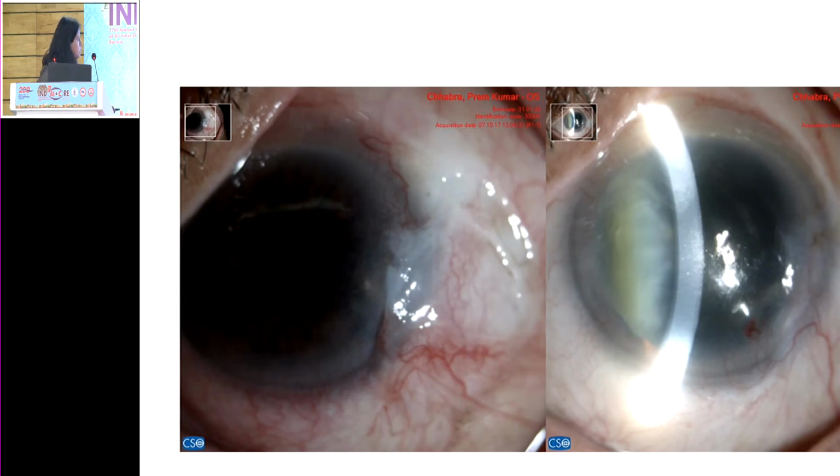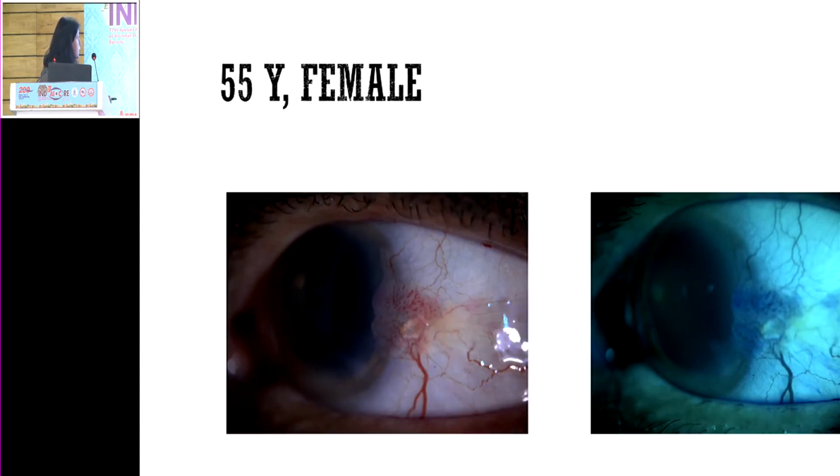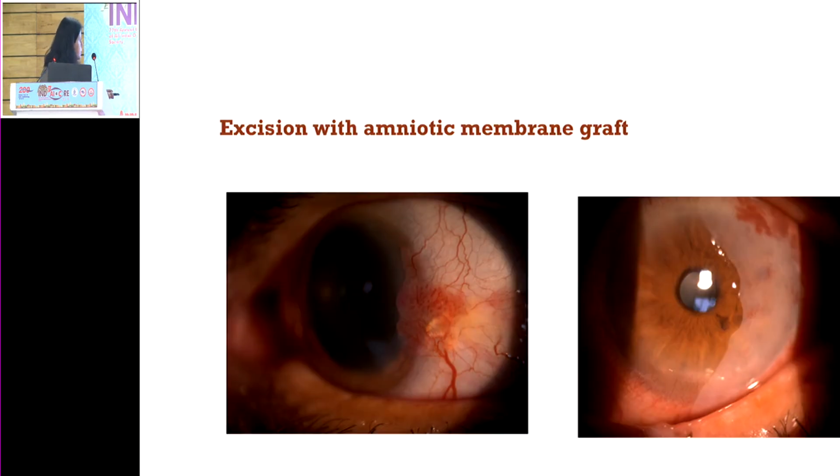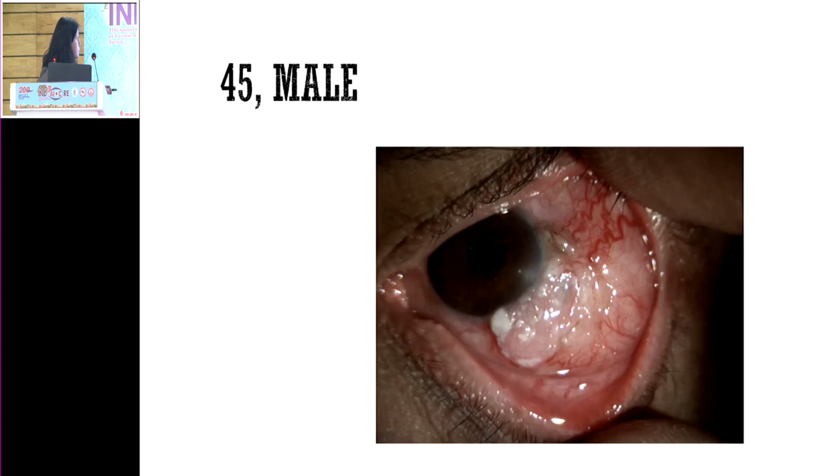Again, we did excision, but in this case, an amniotic membrane graft was done. So I feel that conjunctival autograft, obviously because of the limbal stem cells, fares well over amniotic membrane. This is one more patient, a 55-year-old female. Again, excised and sent for histopathology, but it came out to be HSV papilloma, and it didn't turn out to be OSSN. So this is a differential diagnosis which one must keep in mind.